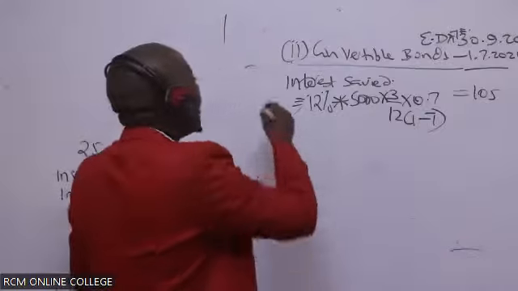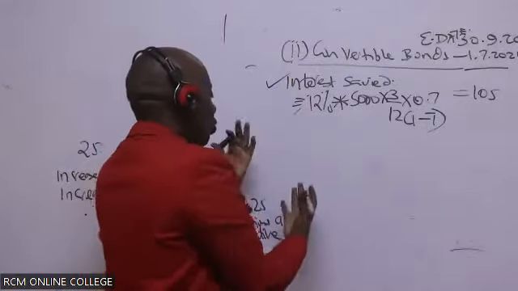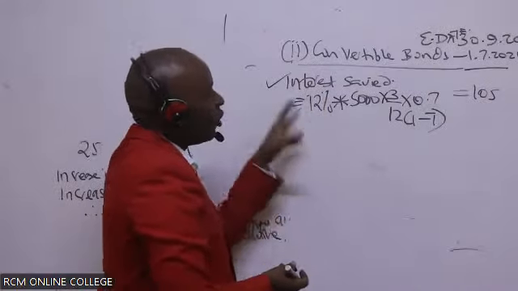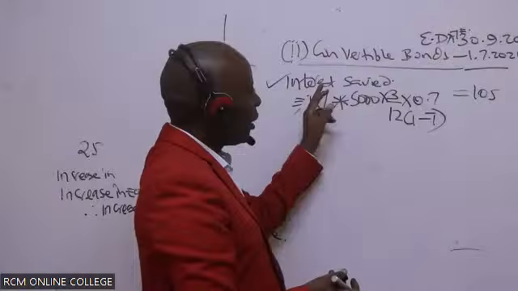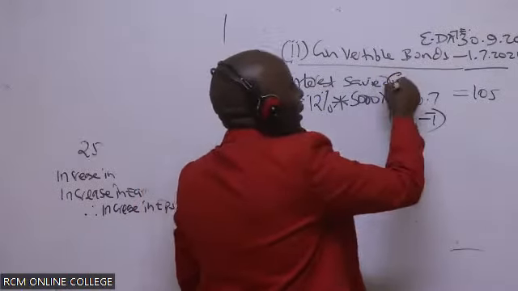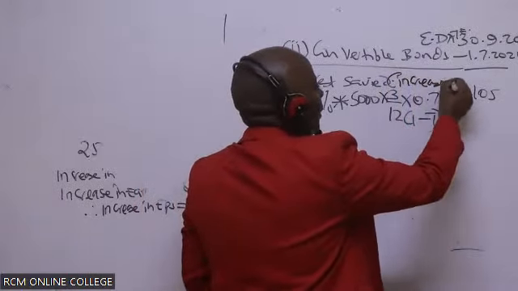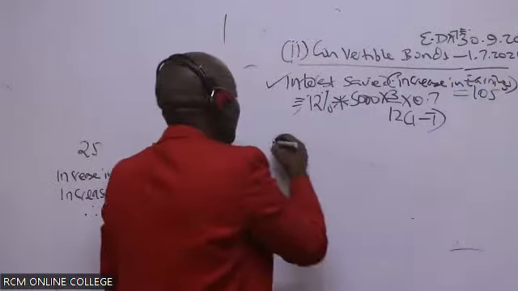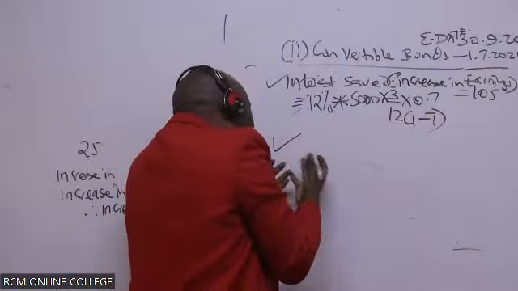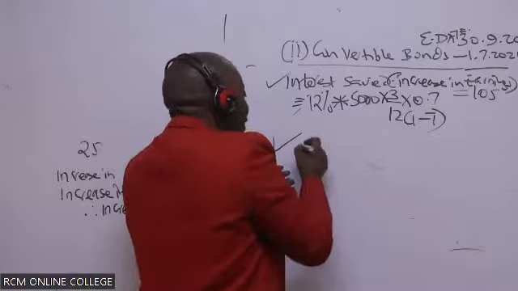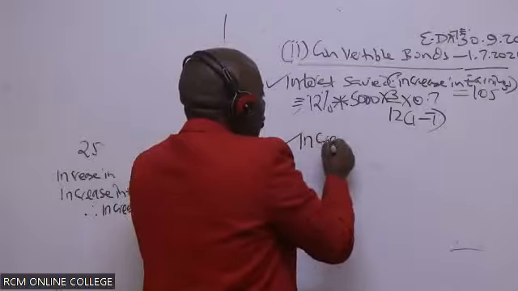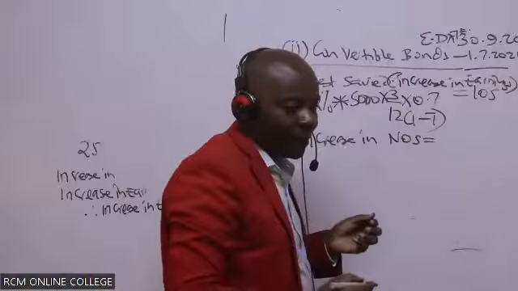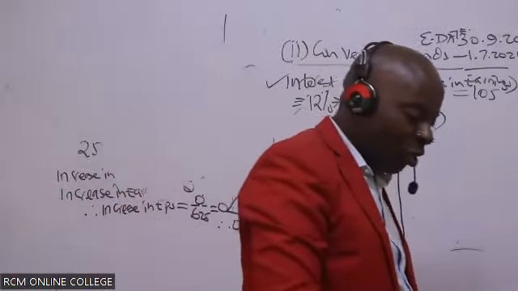Now, ladies and gentlemen, let's also investigate, because it's two sides of the coin. We are going to benefit if they convert today. If they convert today, we shall be able to save this interest. So our earnings will increase. This is the increase in earnings. And then, of course, the bad side of the coin is that the number of shares will increase. So, increase in number of shares.